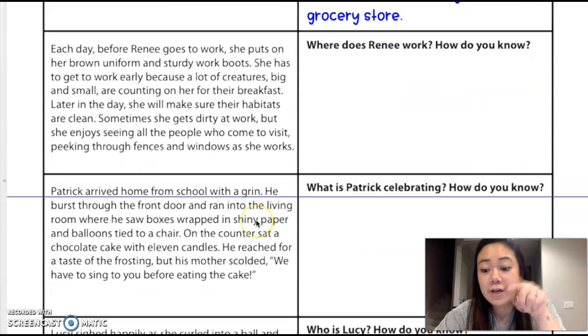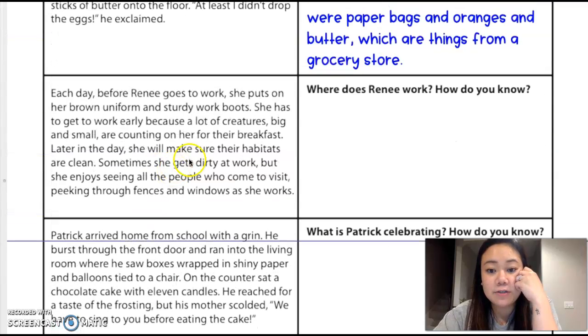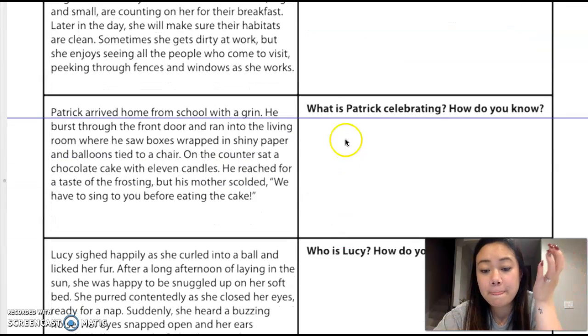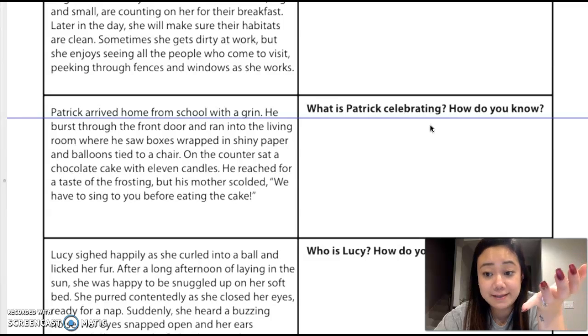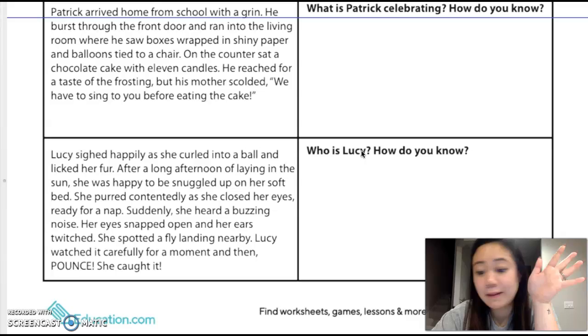Okay, your job now is to read each of these and answer the question. So this one's asking, where does Renee work and how do you know? Renee works at, I know because the text said. What is Patrick celebrating? How do you know? Patrick is celebrating blank. I know because. Who is Lucy? How do you know? Lucy is blank. And I know because the text said.